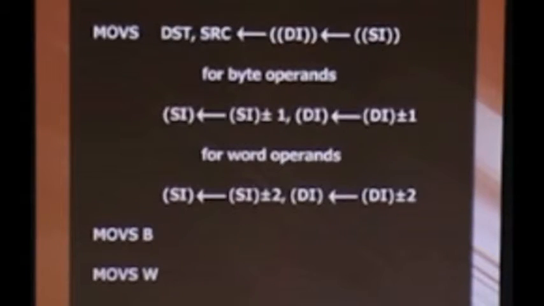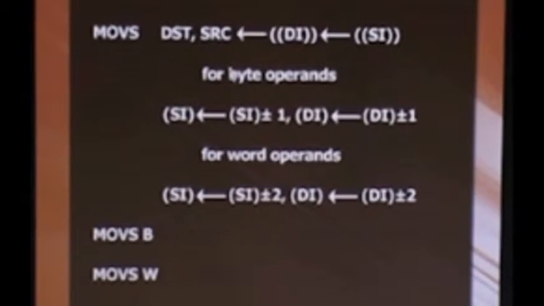Some of the string manipulation instructions are MOVS DST, SRC, that is, move the string from source to destination. What exactly happens is, when this instruction is executed, the SI is used as an address, then the contents of that address are moved to the contents of the address represented by DI. That is, the contents of SI and DI are used as addresses, and the contents of the location where SI points are moved to where DI points.